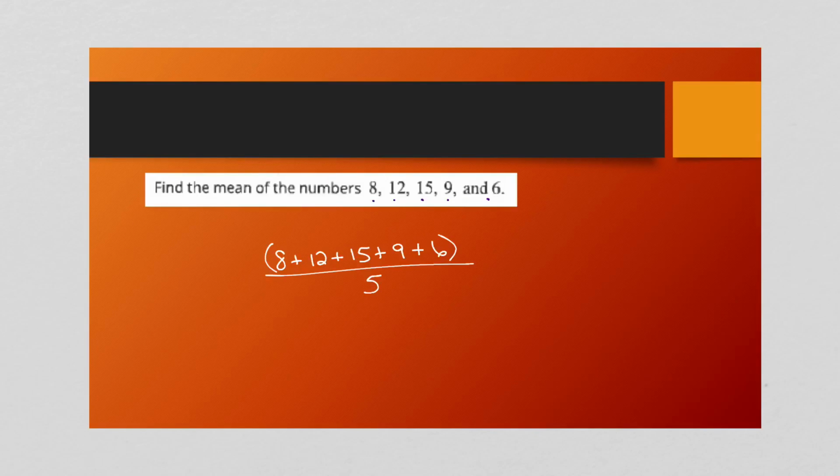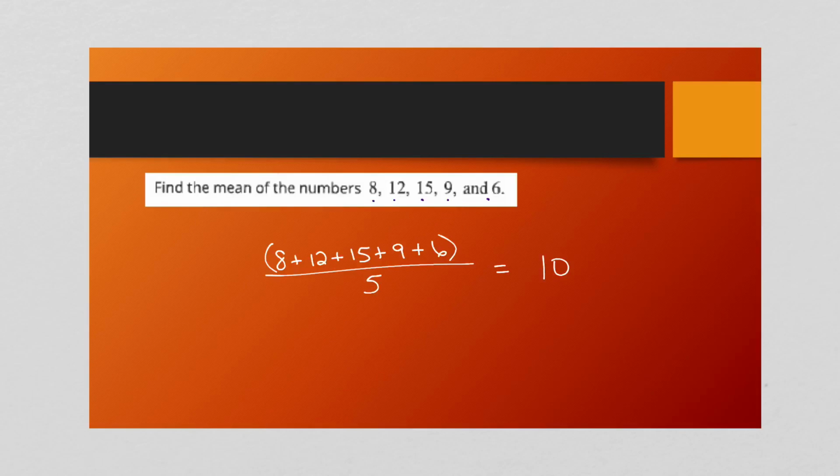In fact, try it both ways and see what you get. But I promise you, if you don't use parentheses, you're going to get the wrong answer. Okay, so in this one, whenever I put it into the calculator, I divide it and I get 10. So the mean, or the average, of these numbers is 10.